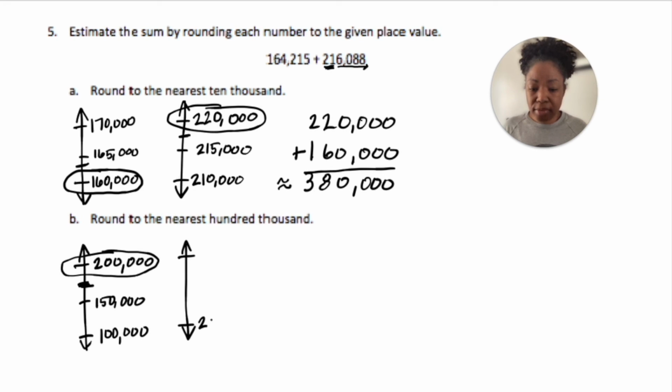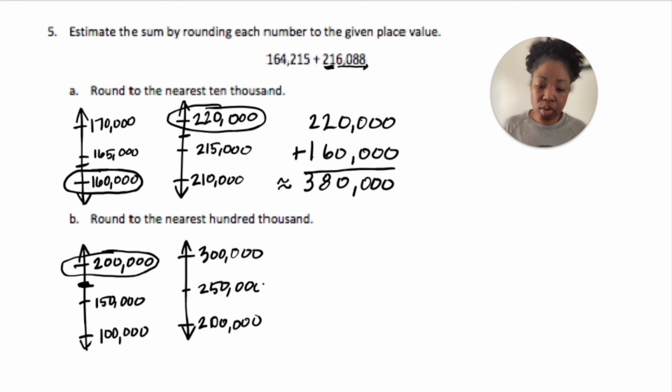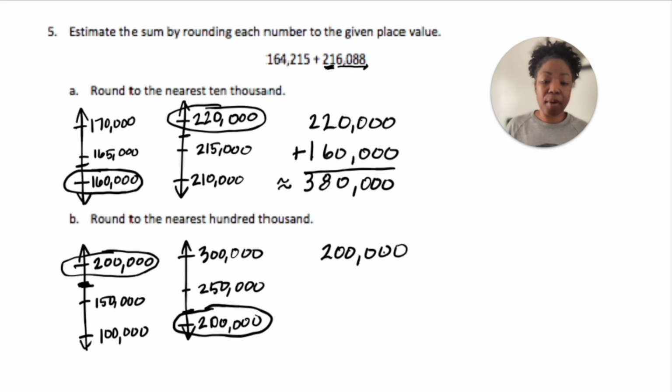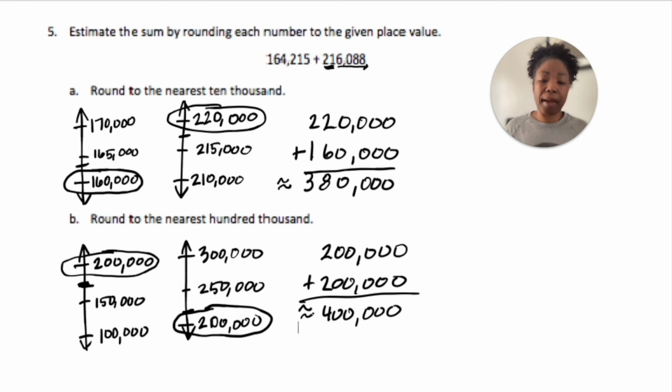For the next number, we have 200,000. One more is 300,000. Halfway is 250,000. This is 216,000. That's less than 250. So we will round down to 200,000. So for this second part, we're doing 200,000 plus 200,000, and that is 400,000. About 400,000.